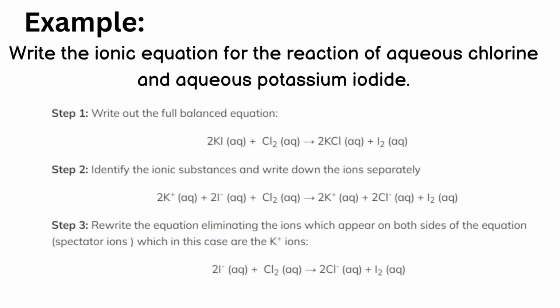Example, write the ionic equation for the reaction of aqueous chlorine and aqueous potassium iodide. Step 1. Write out the full balanced equation. Step 2. Identify the ionic substances and write down the ions separately. Step 3. Rewrite the equation eliminating the ions which appear on both sides of the equation, which are called spectator ions, which in this case are the potassium ions. So the net ionic equation is Cl2 plus 2I minus gives 2Cl minus and I2.